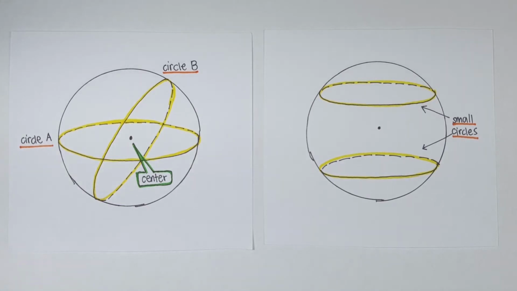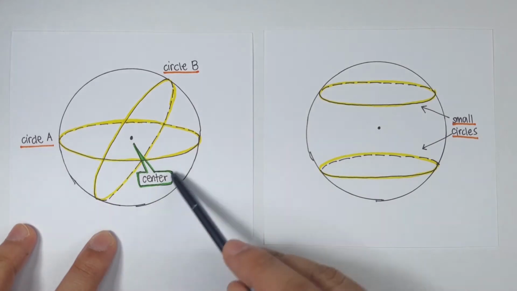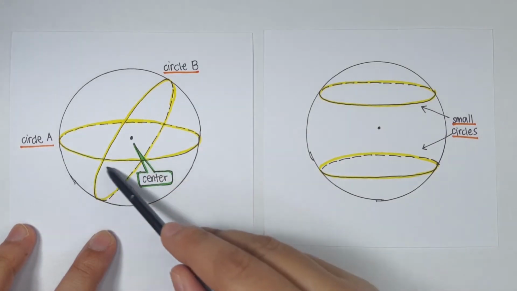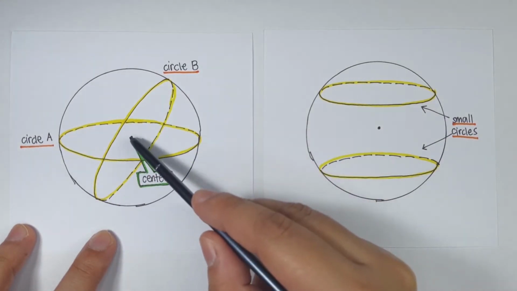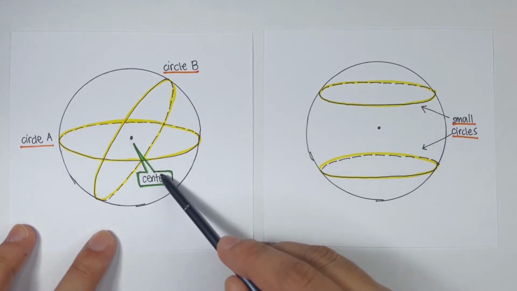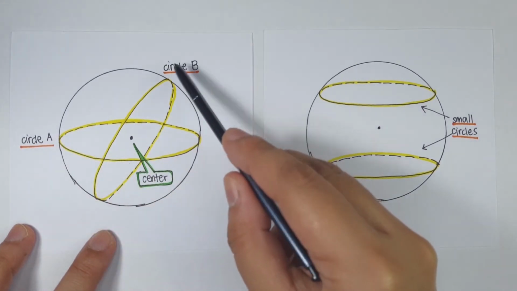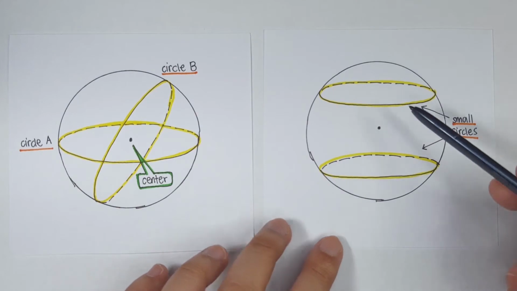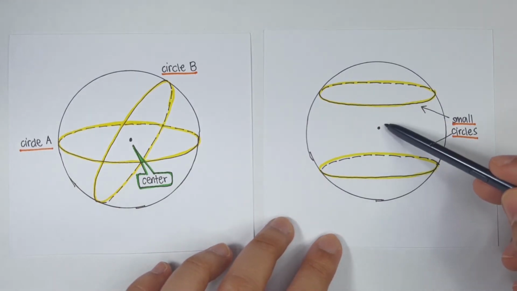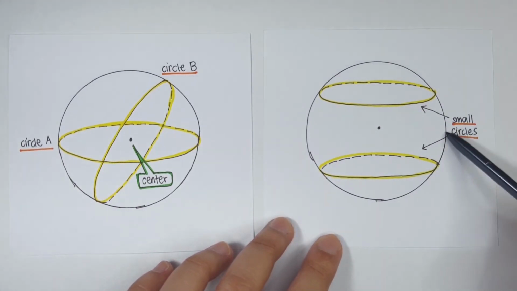So let's discuss basic concepts and definition of terms first before solving problems in spherical trigonometry. First is the great circle. A great circle is a circle whose center coincides with the center of the sphere. So if this is Earth, this is the center, and you have circles A and B having this center as their center. Therefore, these two circles are great circles. But if the center of the circle is not the center of the sphere, then that is a small circle.